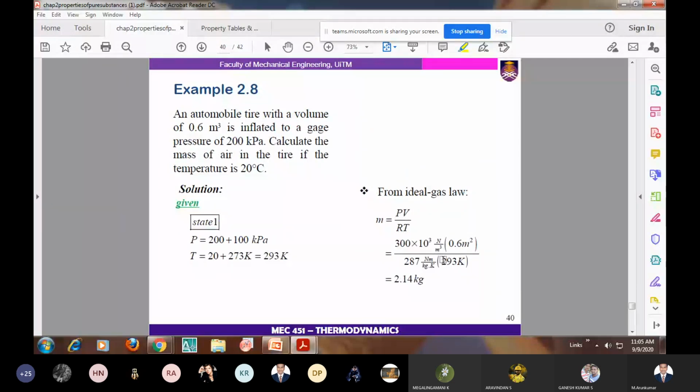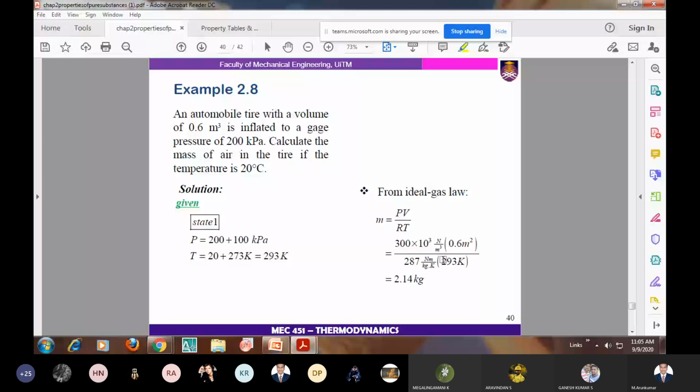An automobile tire with a volume of 0.6 meter cube is inflated to a gauge pressure of 200 kilopascal. Calculate the mass of air in the tire if the temperature is 20 degrees Celsius. So they gave some data. Just read the data carefully. They gave volume 0.6 meter cube of a tire. Then this is inflated to a gauge pressure. Note these words, gauge pressure.